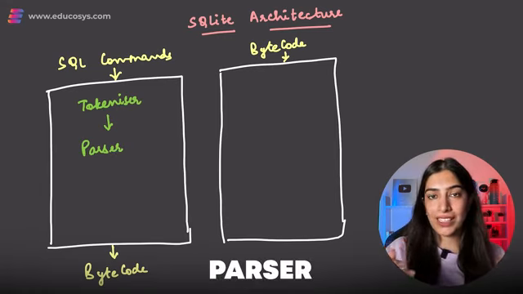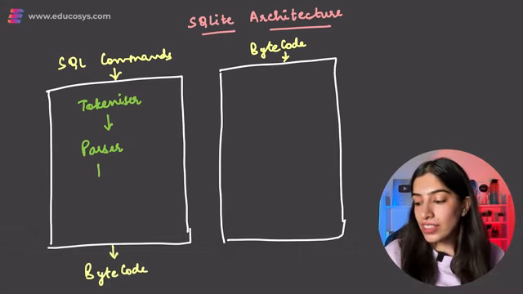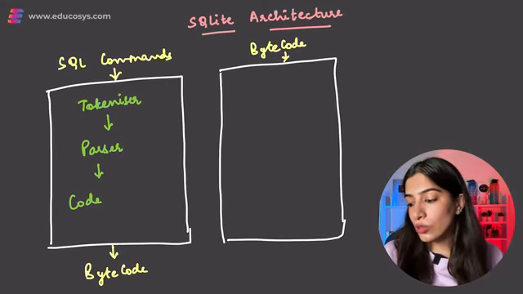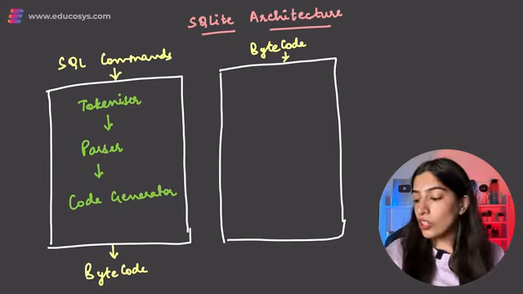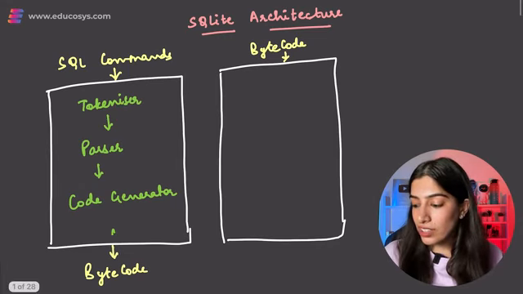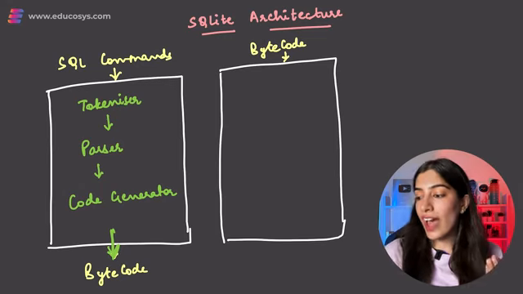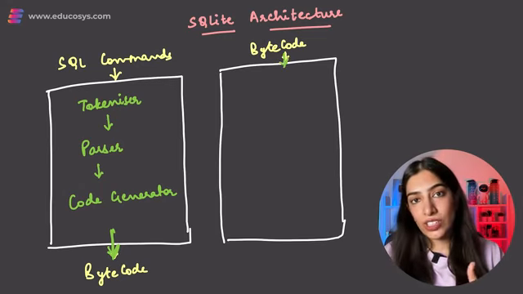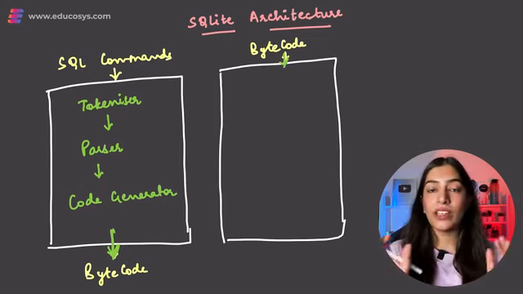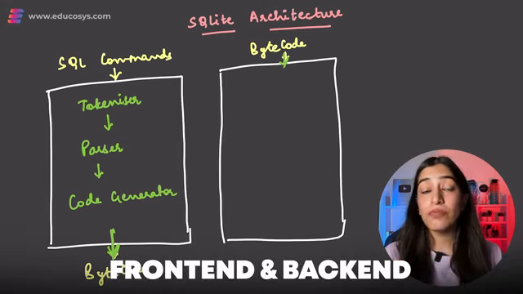So first we have tokenizer, then we have parser. And then whatever parsing we have done, after that we can finally do our code generation, and this will be done by our code generator. Now this code generator will finally generate our bytecode, and this bytecode is going to be interpreted by our second division. Now these divisions we can also call them front end and back end, but don't get confused.